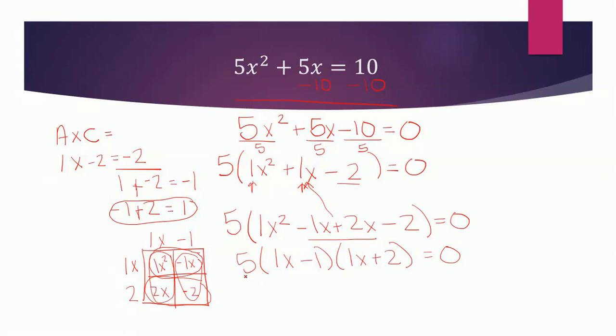Now I can set each of my pieces equal to 0. So I have 5 equals 0, 1x minus 1 equals 0, and 1x plus 2 equals 0. Because I'm solving, I have an equal sign. Well, 5 can never equal 0, so we don't even care about that. That would matter if there were an x on the outside. Always watch for that. A lot of students forget about it.